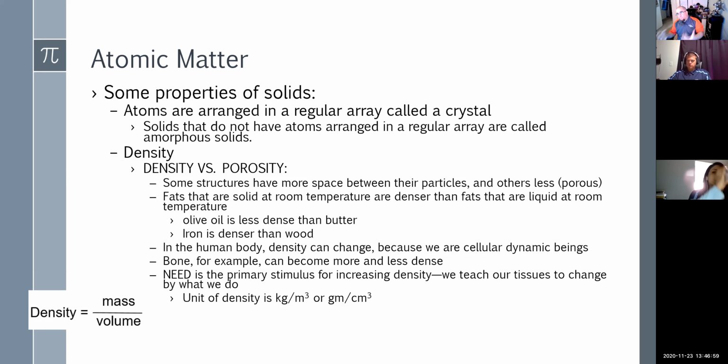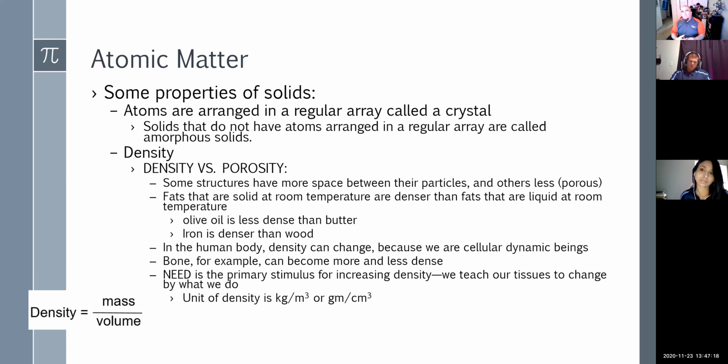Sometimes atoms don't arrange in that manner and they become amorphous solids, right? That's what we talk about, that kind of gooey gunk. When you think of amorphous solids, I always think of Slimer from Ghostbusters. He's an excellent example of an amorphous solid, obviously solid, but he's also a goo.